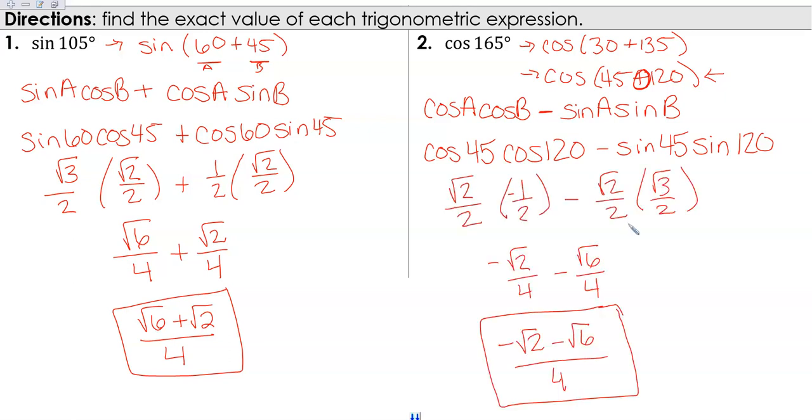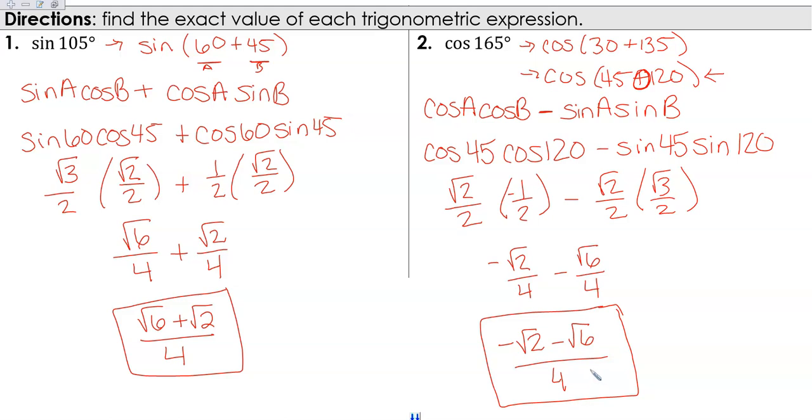All right, so go ahead and check your work. You should be looking at your unit circle to find the values of the sine and cosine of 45 and 120. Remember, we can't bring these together, so it's just going to be negative 2 minus the square root of 6 over 4.